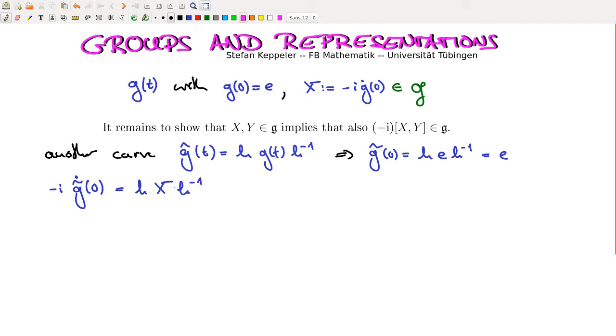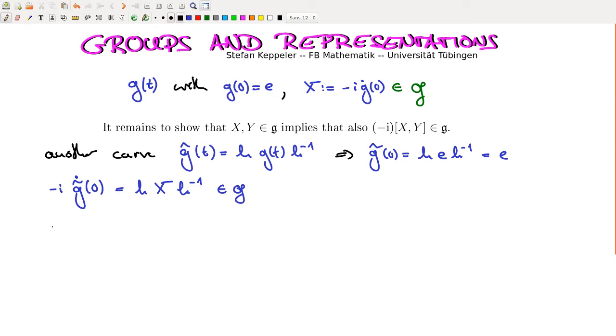the X and the h inverse. These are just matrices, so we can define this expression without having to think about whether this is in the group and this is in the Lie algebra and so on. For matrices we can define this object here. So we already know that this is in the Lie algebra now.